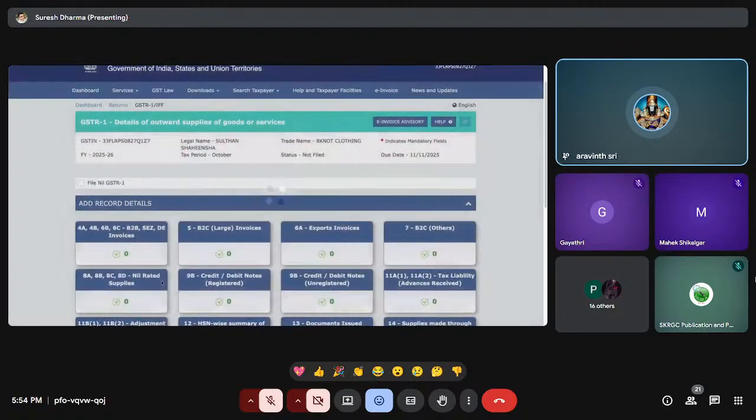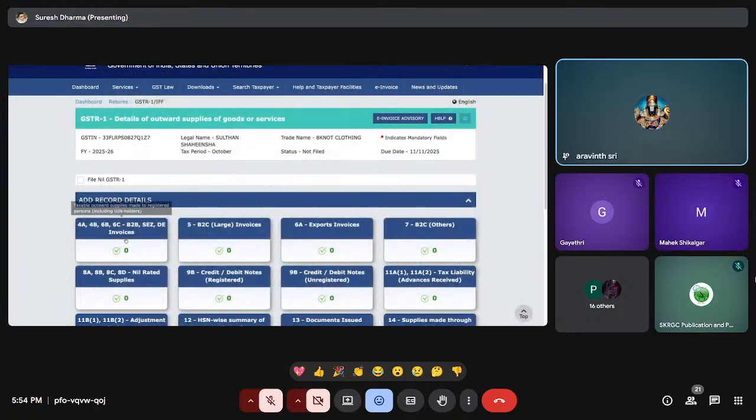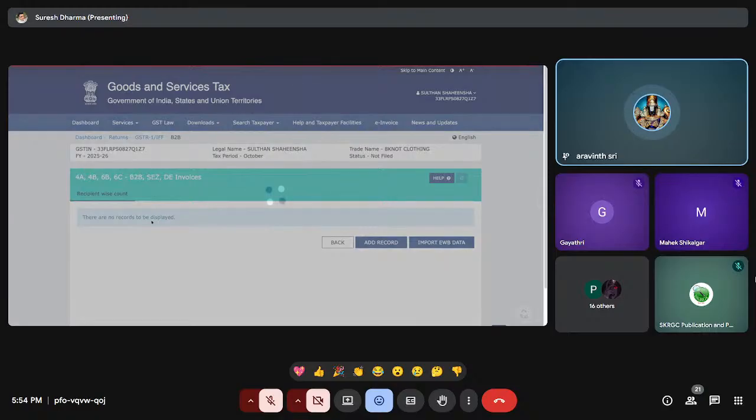Like that, B2B invoices are here. Here we mention business to business. If I put an invoice, if I sell goods to another business, like a Mumbai manufacturer, I take that as the example. I put a bill invoice to the other businessman. Like that I add a record. Here I add a record.